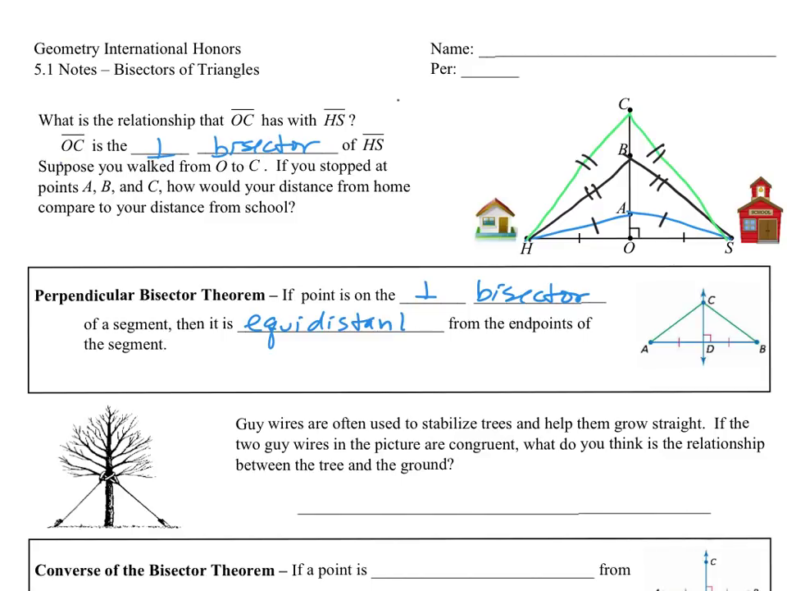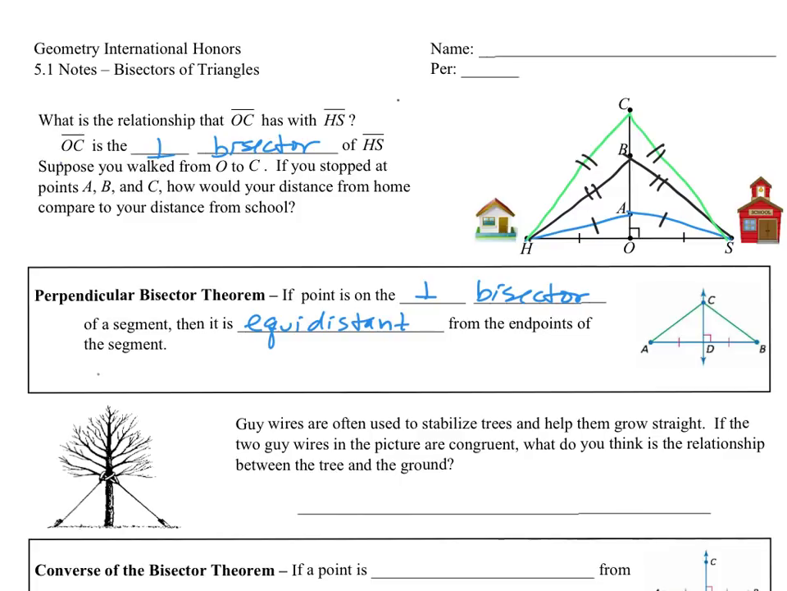from the endpoints of the segment. Okay, so in this case, everywhere we stopped along this perpendicular bisector, we were equidistant from each endpoint. One endpoint was at home and one endpoint was at school. So this is kind of a wordy theorem, so if we ever need to use it as a reason in a proof, let's write out how we could write it in shorthand.